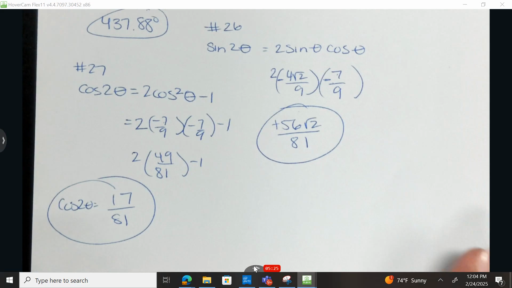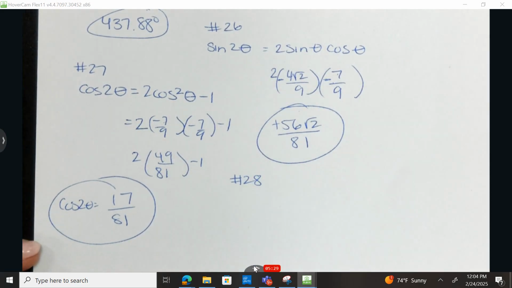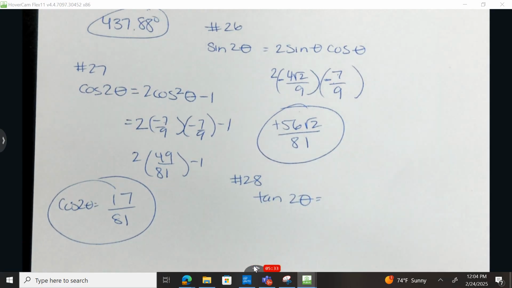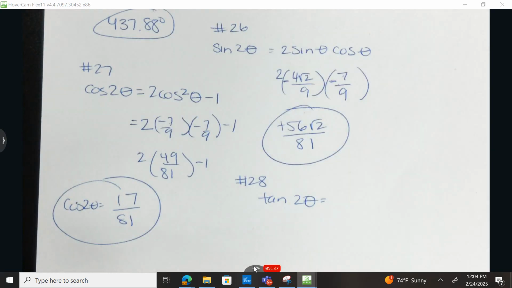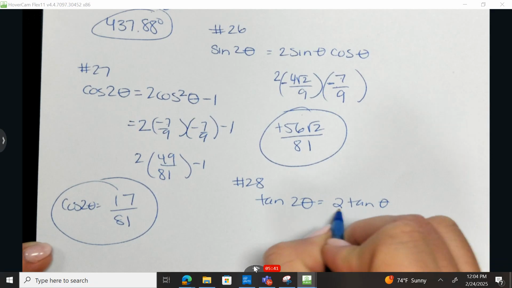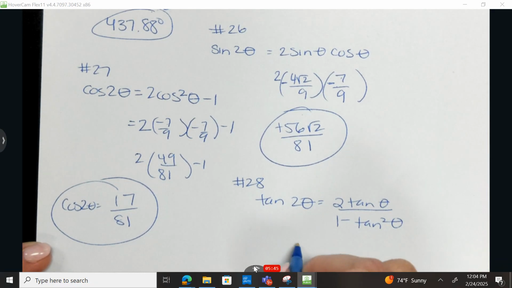All right, let's look now at number 28. Tangent of 2 theta. Well, there's only one option. Here's my only option. So I'm going to write down 2 tangent theta divided by 1 minus tangent squared theta.